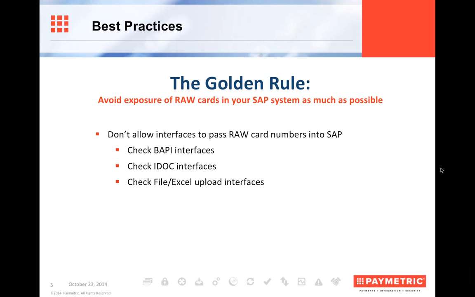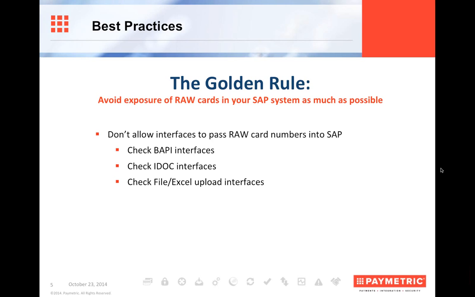There are sales order creation BAPIs, which can pass in card details from an e-commerce site or some other external system. You may be passing in information through iDocs, and that information may contain credit card details. Maybe it's order data from a partner. And you may be using either file or Excel type upload interfaces. Again, make sure that those files do not contain raw credit card numbers.